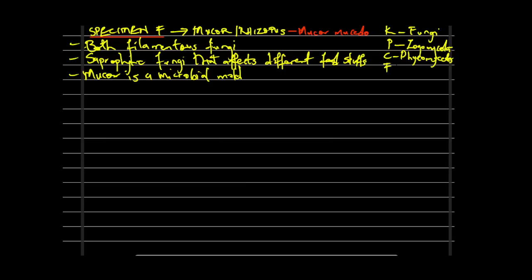The family is Mucoraceae, the family of Rhizopus. They are commonly found in soils, digestive systems, and on plant surfaces. They are also found on some trees and rotten vegetables.